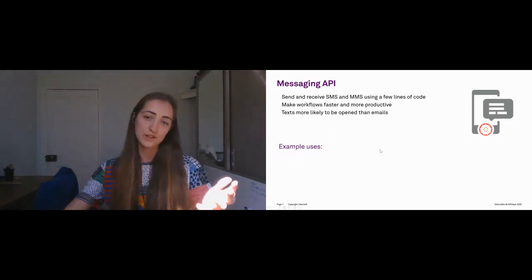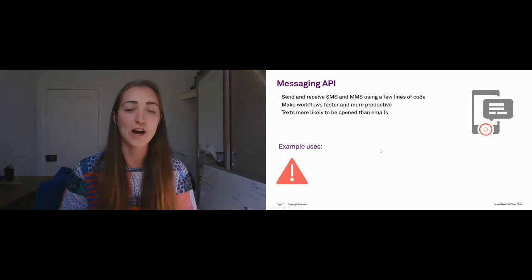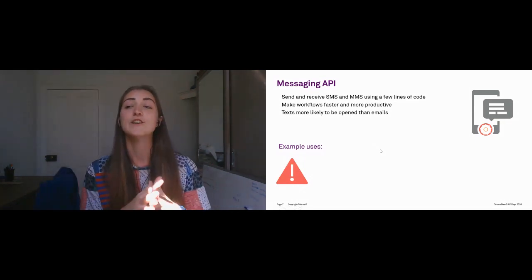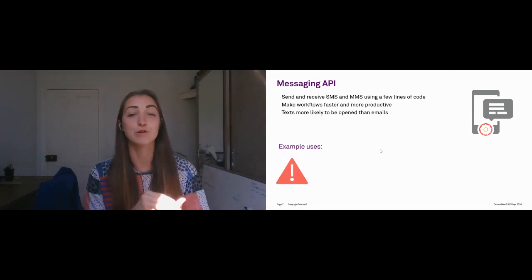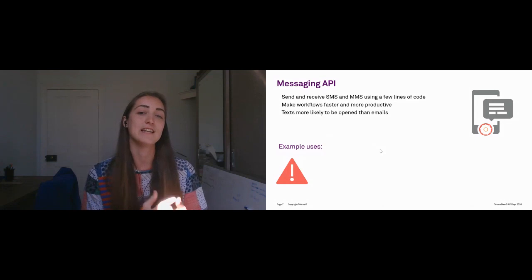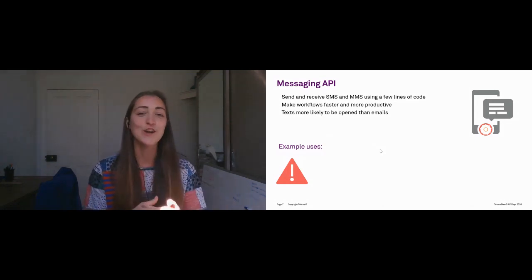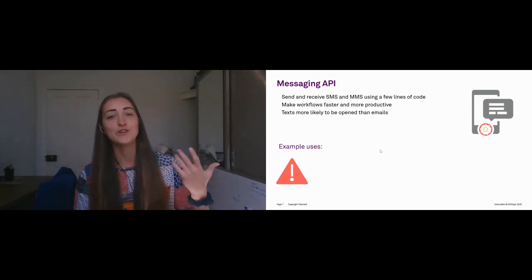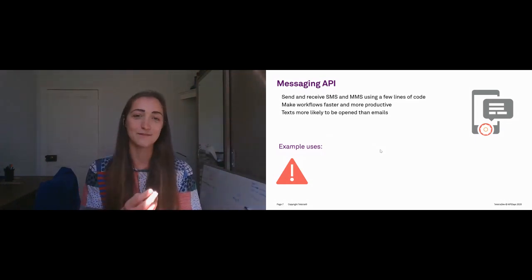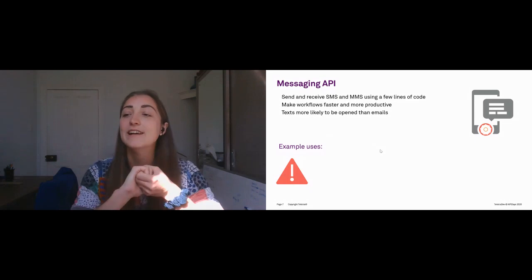So some examples of uses: because they have higher read rates, text messages, you might want to use them for more critical alerts. So for example, things that need to be addressed in real time. One of the examples I've seen is with parking meter expiration. You don't want to get an email that you check 2 days later that your parking is about to expire. You want that as a text. You get it, you get your phone on loud, you get it straight away.